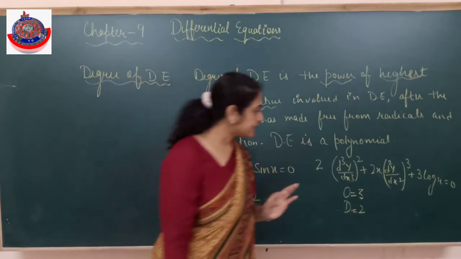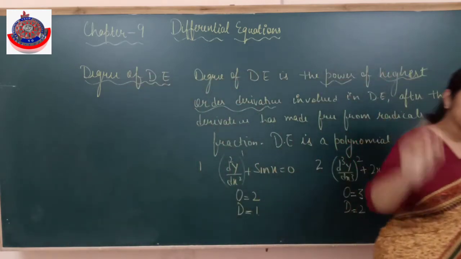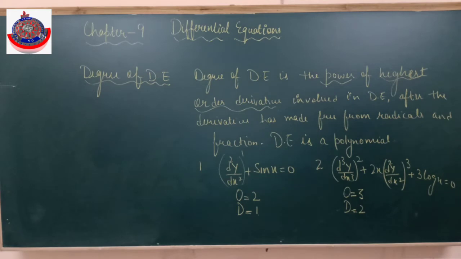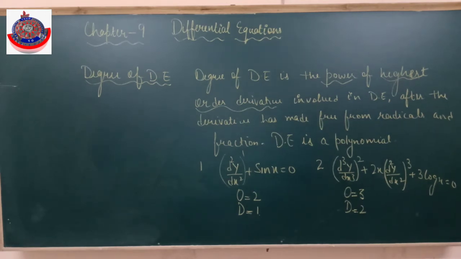Alright, alright, clear to everyone? So for now I'll write few examples so that this degree and the order things are clear to you. When it is a, what is the order and what is a degree.